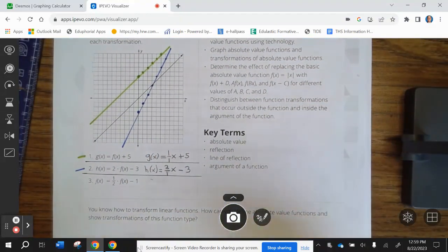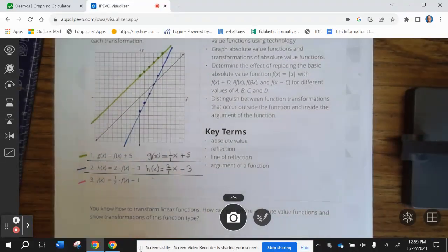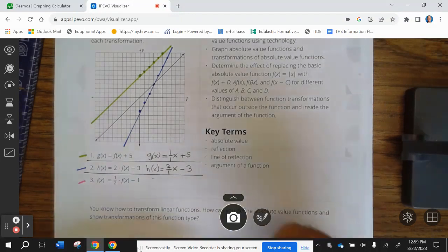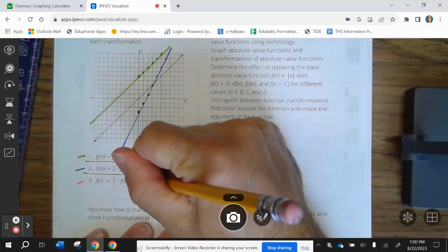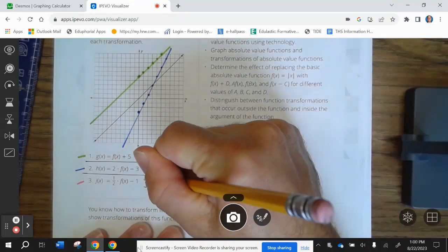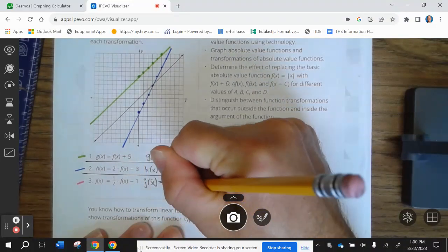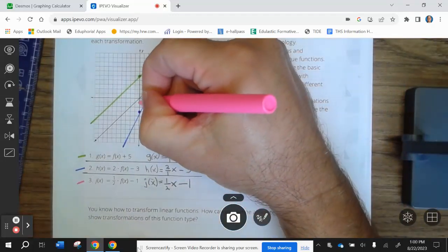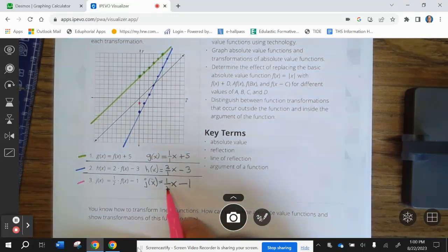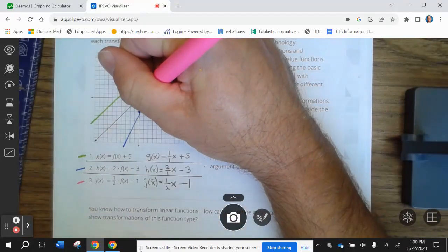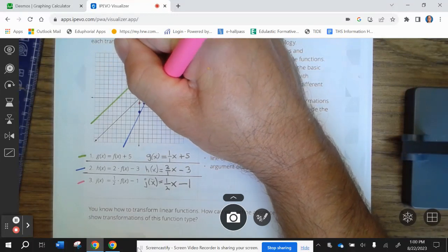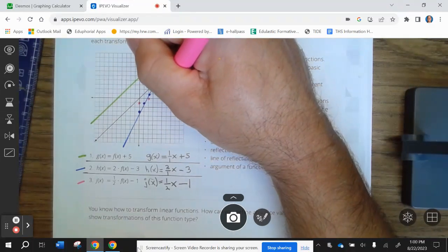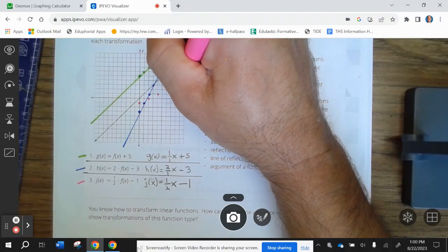Okay, and let's take a look at the third graph. Let's do that in pink. So j(x) is equal to 1/2 x - 1. So we start at negative 1, and then this tells us we go up 1 to the right 2, up 1 to the right 2, and continue up 1 to the right 2.